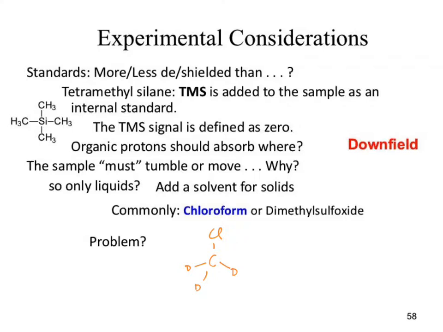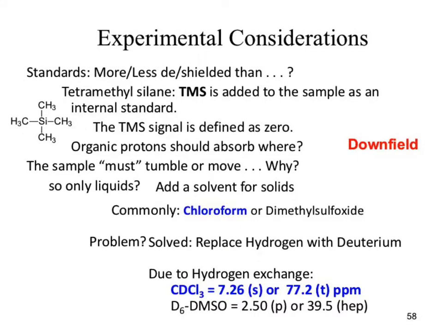Is it 3 hydrogens, or 1 hydrogen and 3 chlorines? Yeah. It's on the very next step, right? Close, but no. So due to our hydrogen exchange, we always deuterate, so CDCl3.